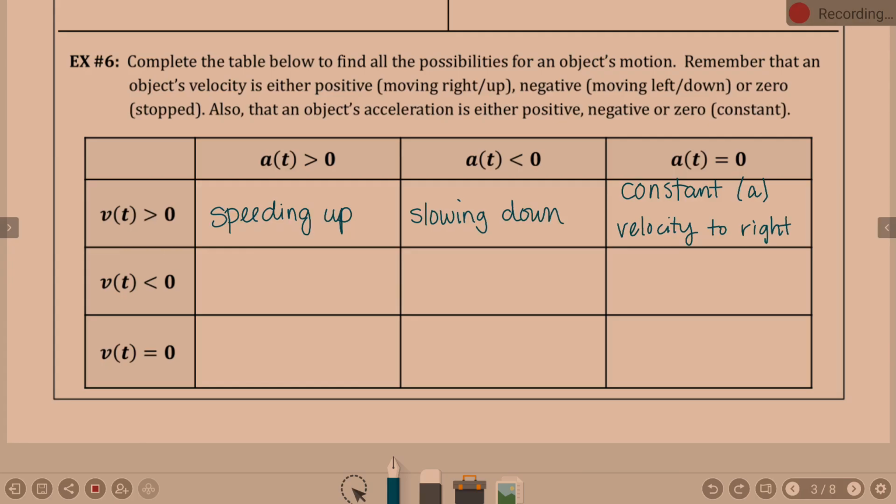Okay. When velocity is less than 0 and acceleration is greater than 0, opposite signs. When velocity is less than 0 and acceleration is less than 0, speeding up because they are the same signs. Velocity is less than 0, but acceleration is constant. Speed to the left.